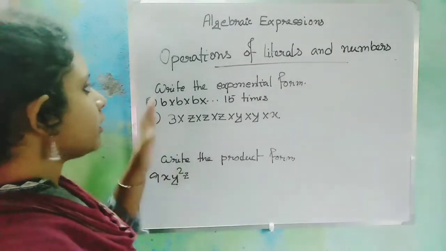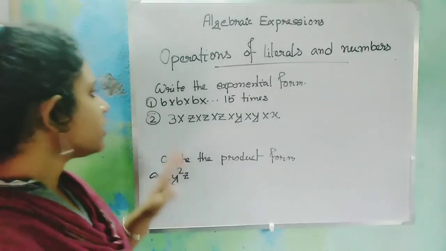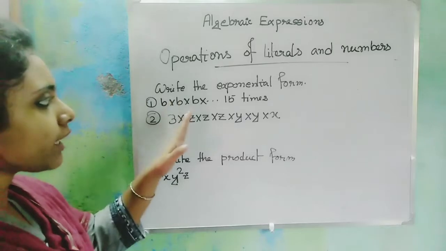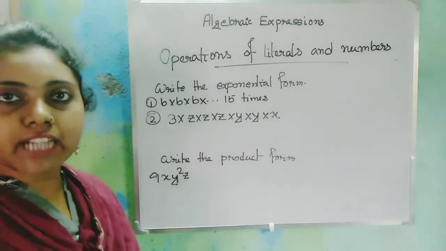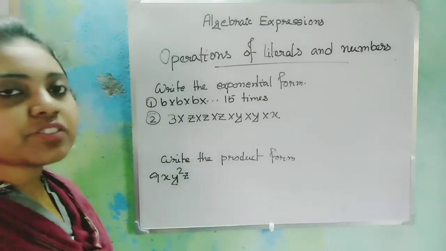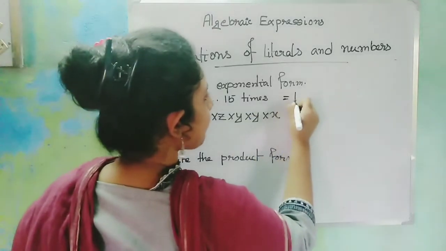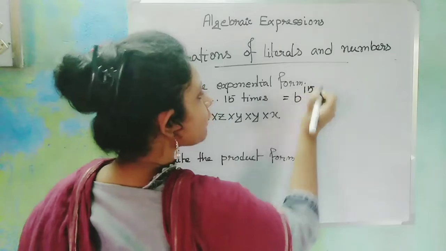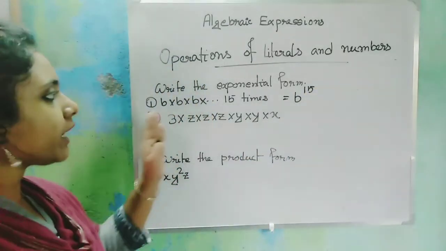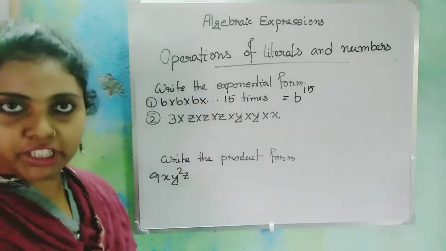Now write the exponential form. b into b into b into dot dot dot 15 times. That is, here b is repeated 15 times. We can write this as b to the power 15 because b is repeated 15 times as multiplication.